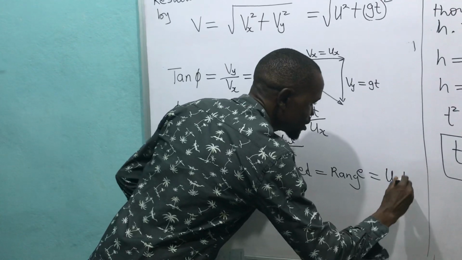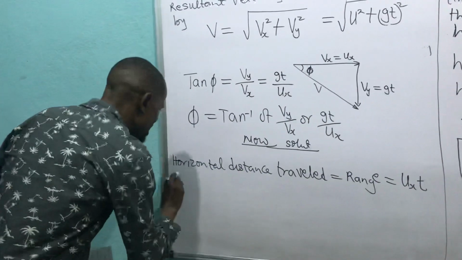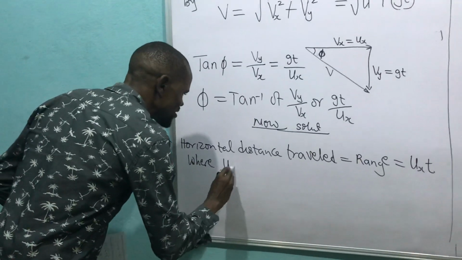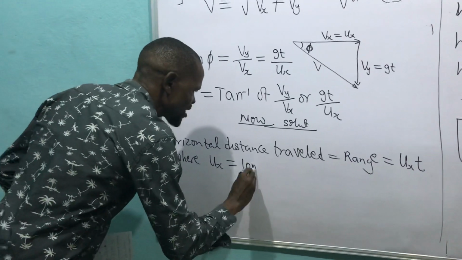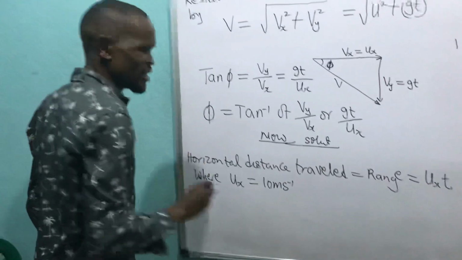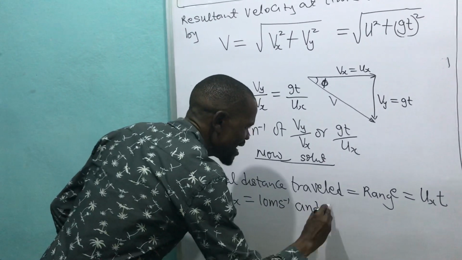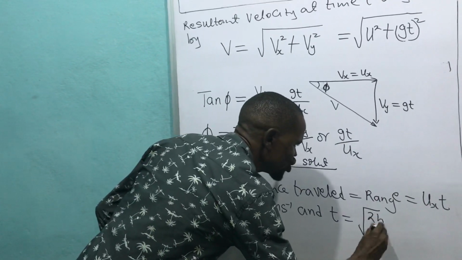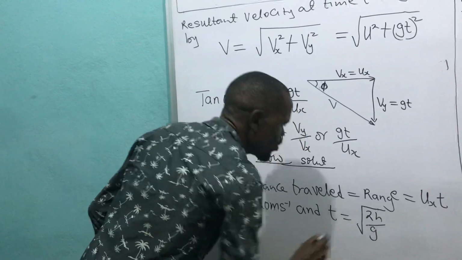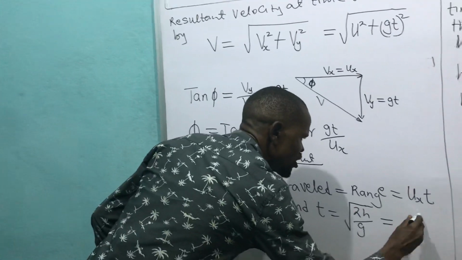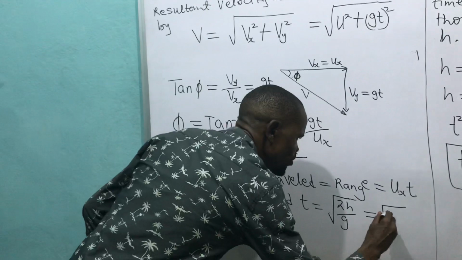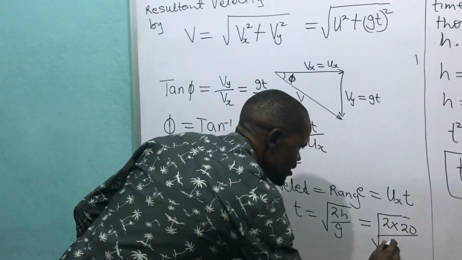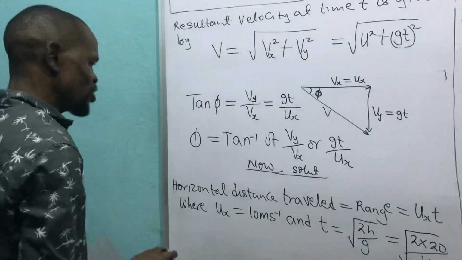Range is equal to ux times time, where my ux is equal to 10 meters per second. That's what they said. And my t is equal to the square root of 2h over g. And what's the h? They give me the height to be 20, so it is 2 times 20 all over 10. They give me g as 10 from the question.